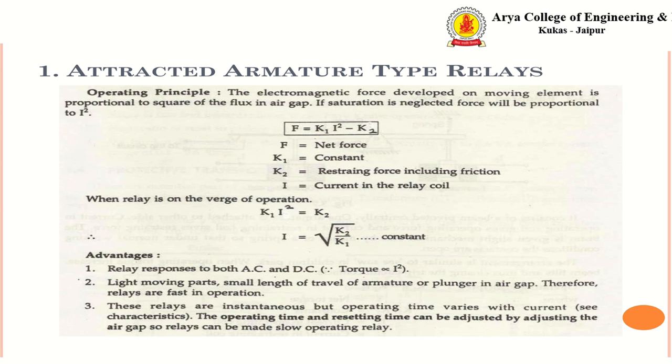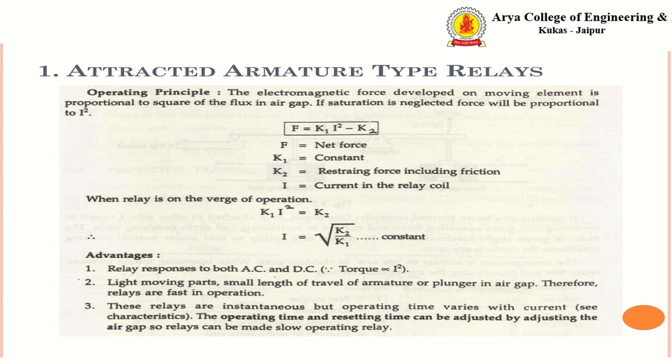What are the basic advantages? Relay responds to both AC and DC, meaning torque is directly proportional to I squared. So it is a good quality that it is not biased for a particular value of current, that it is an AC type or a DC type. It responds to both similarly.